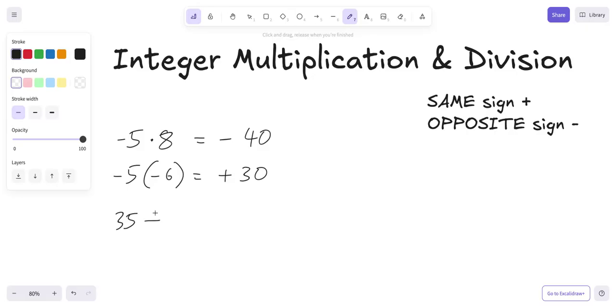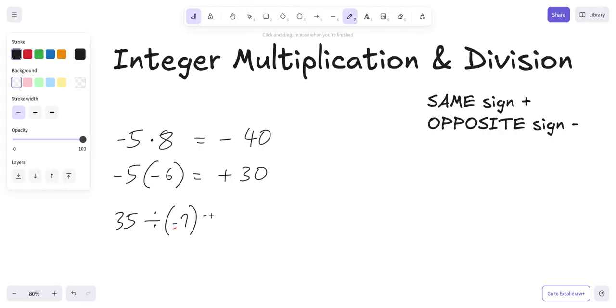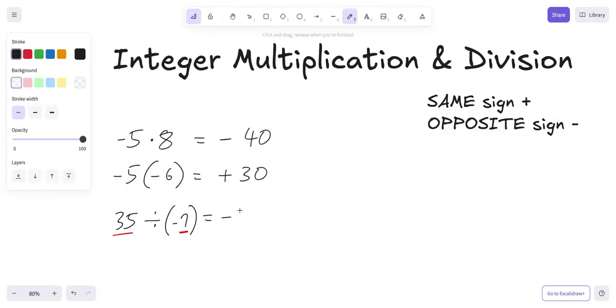35 divided by negative 7. Again, no sign here, so it's positive. This 7 is negative, so my answer is going to be negative because opposite signs have a negative answer. 35 divided by 7 is just 5.